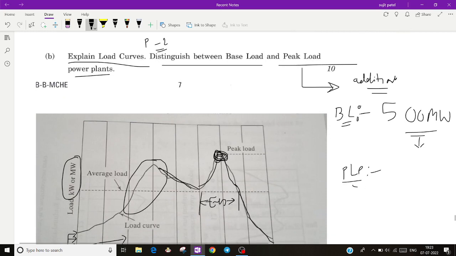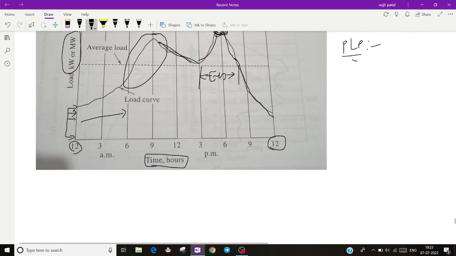So this is the difference. The main difference is that a base load power plant only fulfills the routine demand, but a peak load power plant will also fulfill the peak load. If there is a sudden increase in the power demand, the peak load power plant will fulfill that demand also. And generally all the power plants currently running are peak load power plants. They are designed such that they can also take up the peak load. So I hope this is clear.